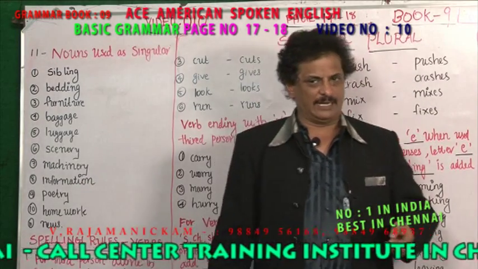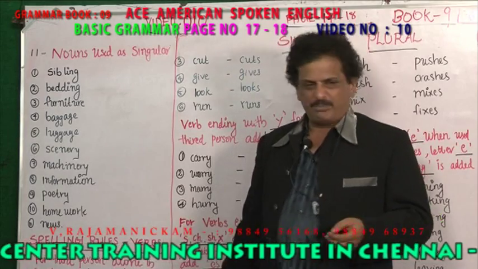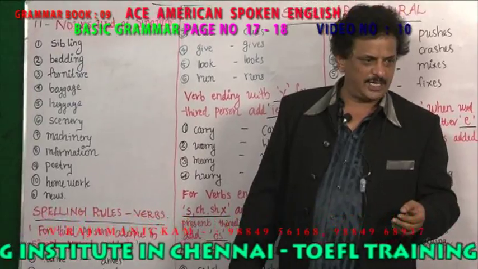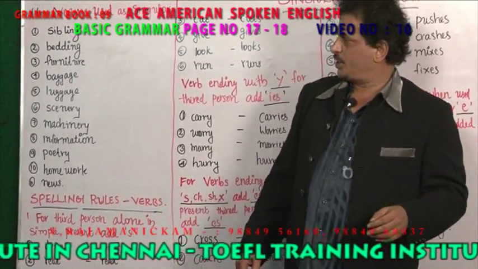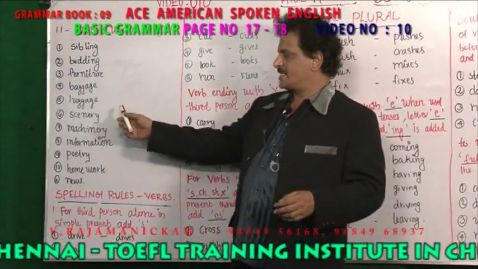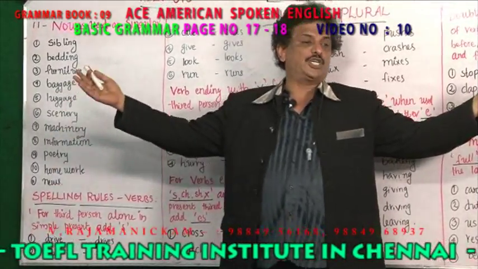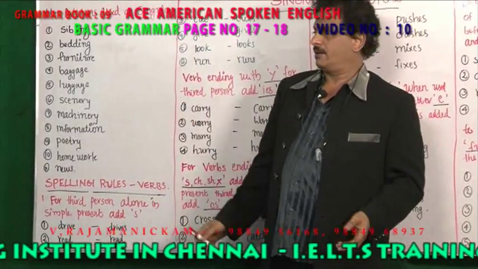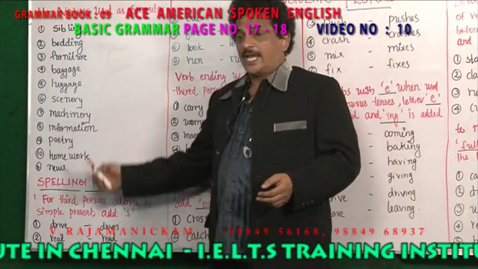Scenery, you don't have sceneries. You don't have machineries. I go to America to buy machineries? No, machinery. It is used as a singular. Hundreds of machines, maybe, but you don't say hundreds of machine. Machinery. You don't say machineries.